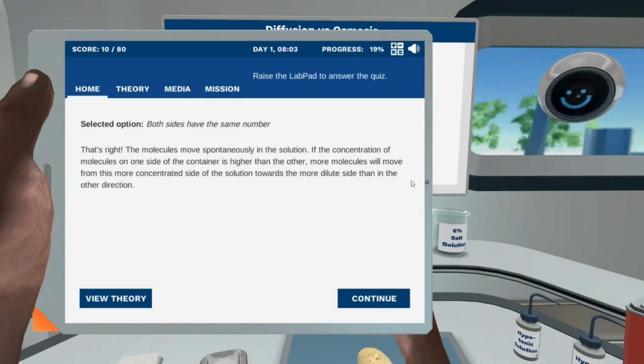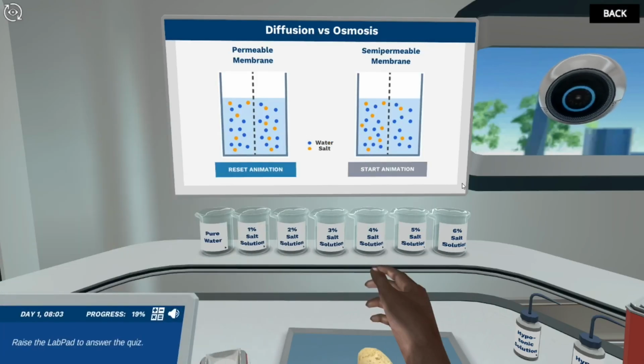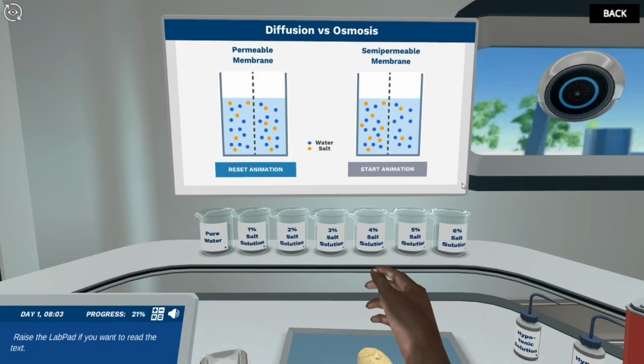That's right. The molecules move spontaneously in the solution. If the concentration of molecules on one side of the container is higher than the other, more molecules will move from this more concentrated side of the solution towards the more dilute side than in the other direction. Diffusion is the spontaneous movement of particles from an area of higher concentration to an area of lower concentration.